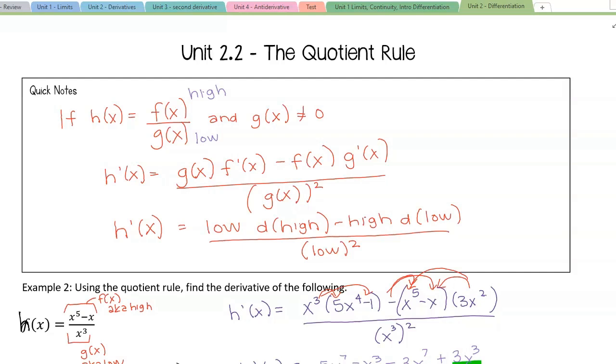Let's do an example using the quotient rule. I'm going to use the second version of the quotient rule that is on your screen: low d high minus high d low over low squared. If you want to use the first version, you are welcome to do that. I just think it's easier to remember the second version.